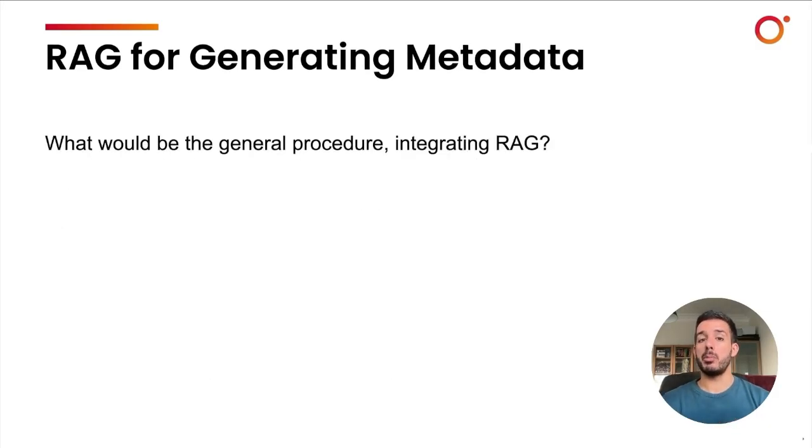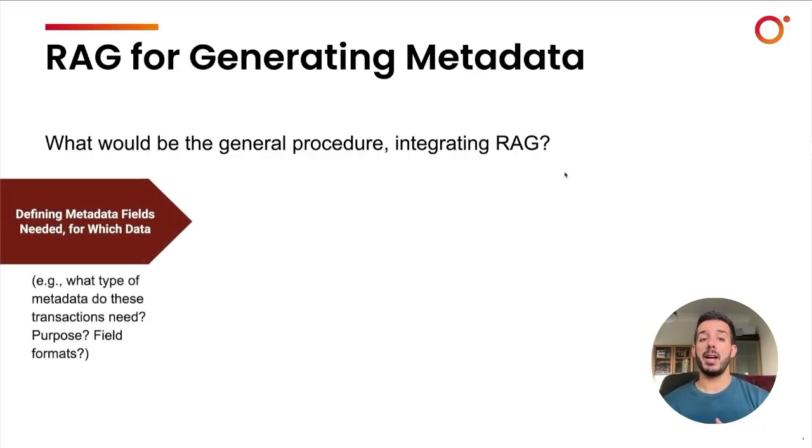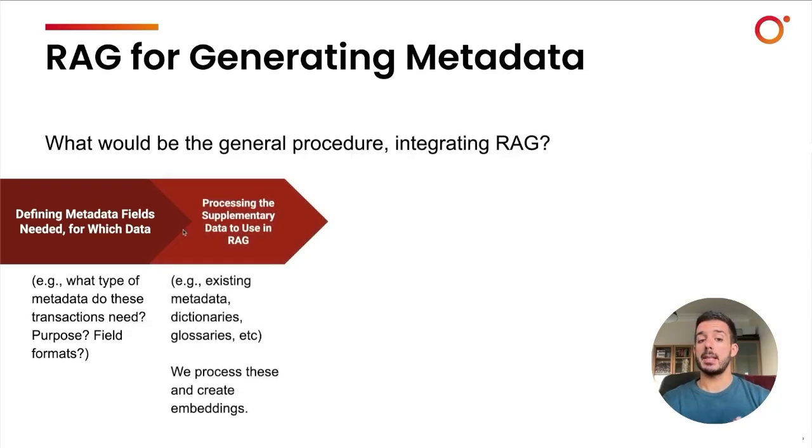What would be the general process here, including RAG for this task? Well, first, we may define the metadata fields that we are going to need and for which data, right? So what are the types of metadata that these transactions need? Are we going to generate data sensitivity categories, access control rules, data retention policies, or anything else, or possibly all of these? Then we process the supplementary data to use in RAG as usual, right?